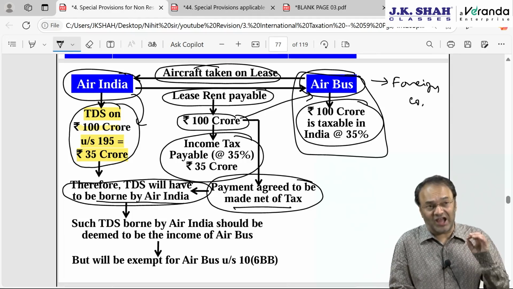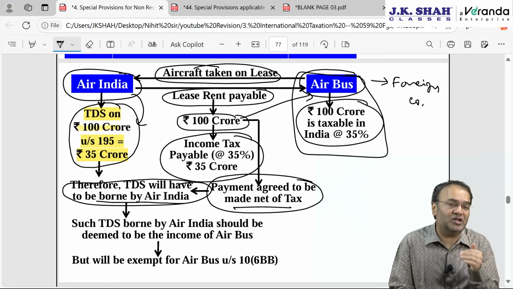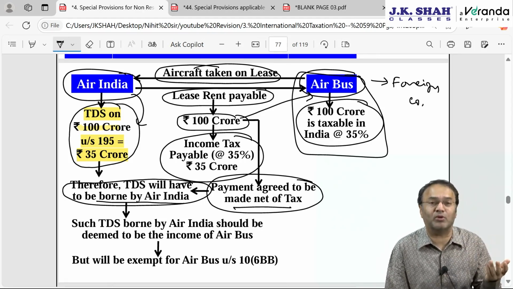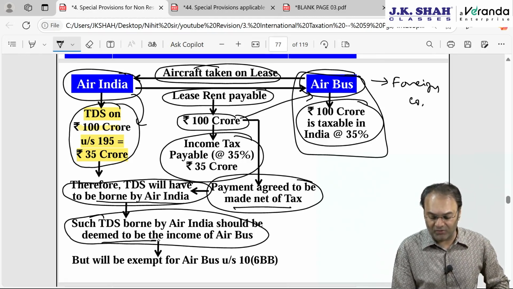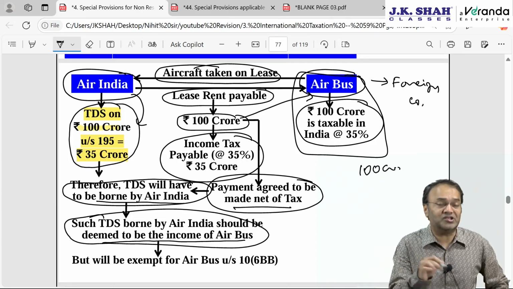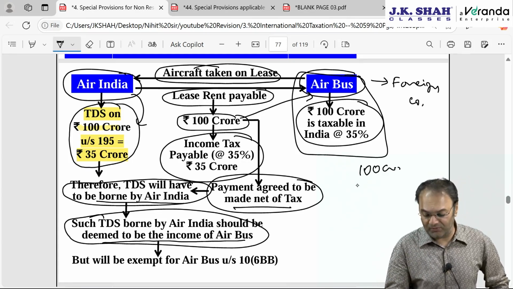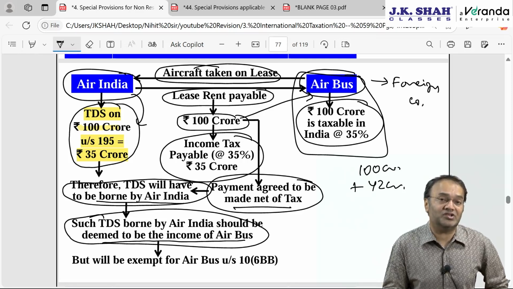And whatever is the tax borne by Air India under the grossing up principle, the TDS amount will shoot up. Instead of 35 crore, it will be more than that, probably 42 crore. That 42 crore should be deemed to be extra income of Airbus. So Airbus is getting 100 crore, plus TDS deposited of 42 crore in the name of Airbus in India. That 42 crore should also be extra income, taxable in the hands of Airbus, and should be allowed as a deduction to Air India.